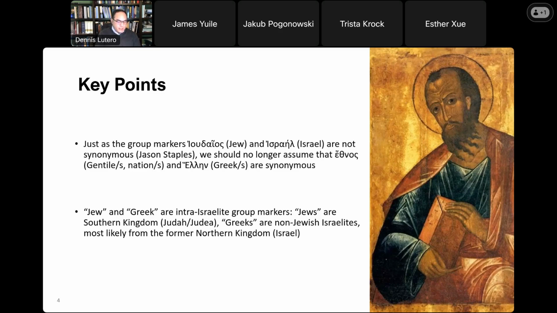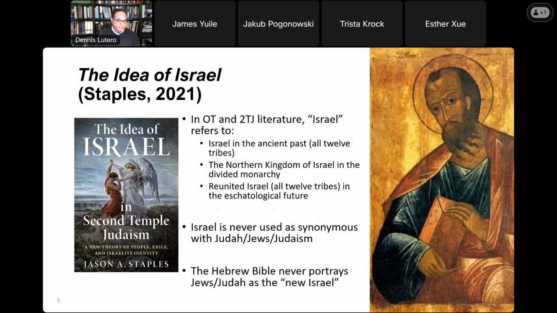And second, to convince you of the possibility that the term Greek is often used in the New Testament as an intra-Israelite group marker that refers to non-Jewish Israelites, most likely from the former Northern Kingdom of Israel.